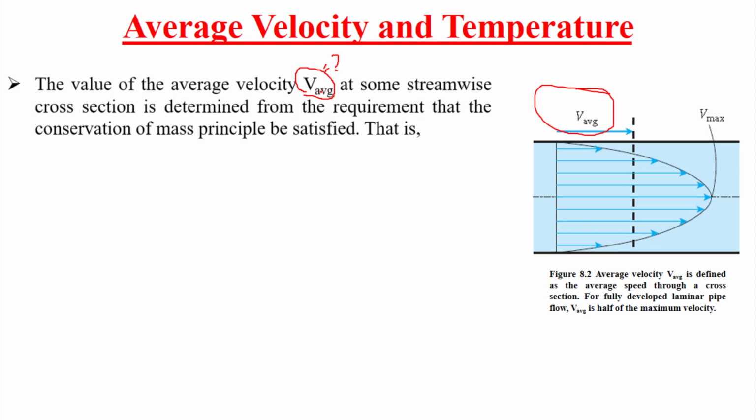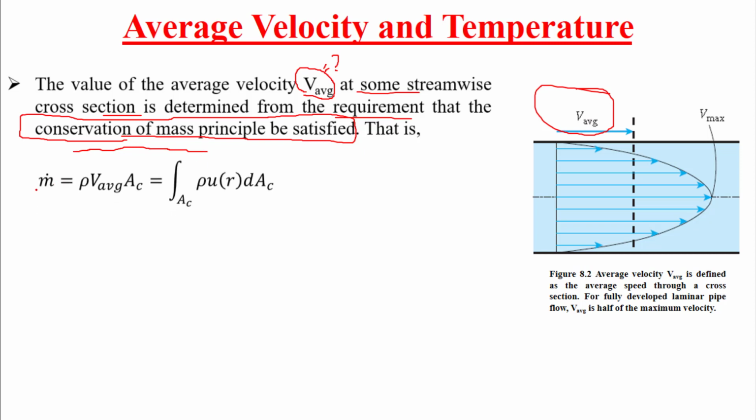The value of the average velocity at some streamwise cross-section is determined from the requirement that the conservation of mass principle be satisfied. So in order to derive the equation for V average, we need to start from the conservation of mass equation. Remember, I think some of you will take this equation in fluid mechanics. So here is the equation.